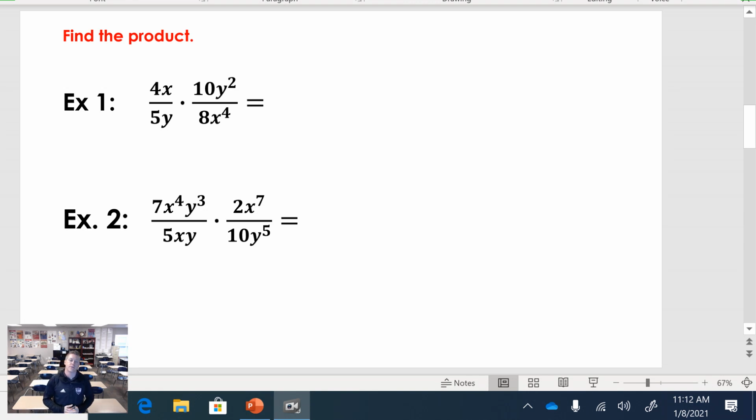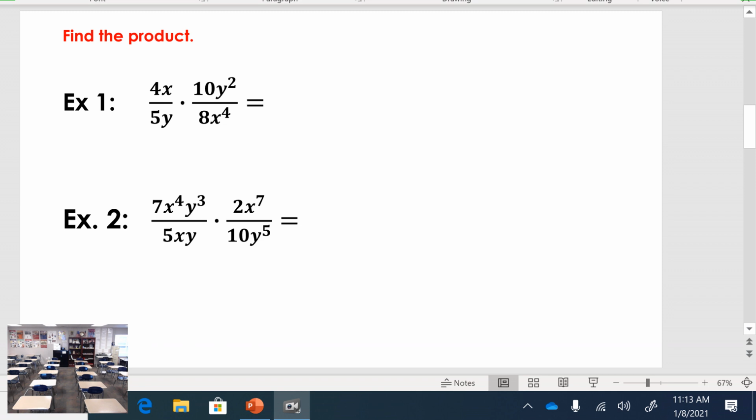All right, so today for 5.2, we're going to learn about multiplying and dividing rational expressions. So we're going to build off that concept of what is a rational expression, as well as how to simplify a rational expression. And now we're going to say, all right, this is what we do to multiply that rational expression. So we're going to jump right in here with example one.